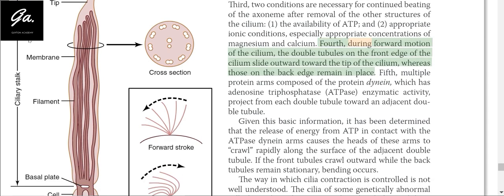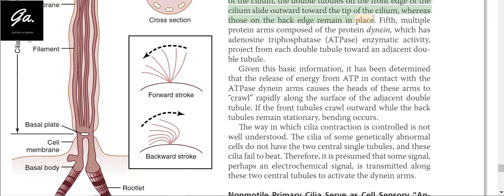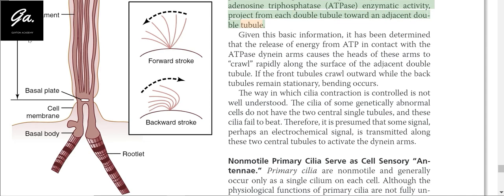Fourth, during forward motion of the cilium, the double tubules on the front edge of the cilium slide outward toward the tip of the cilium, whereas those on the back edge remain in place. Fifth, multiple protein arms composed of the protein dynein, which has adenosine triphosphatase enzymatic activity, project from each double tubule toward an adjacent double tubule.